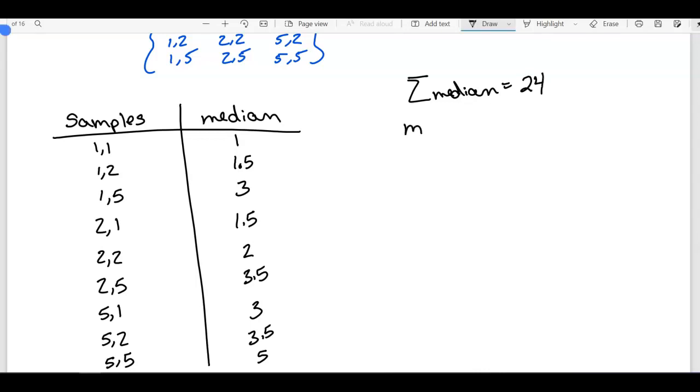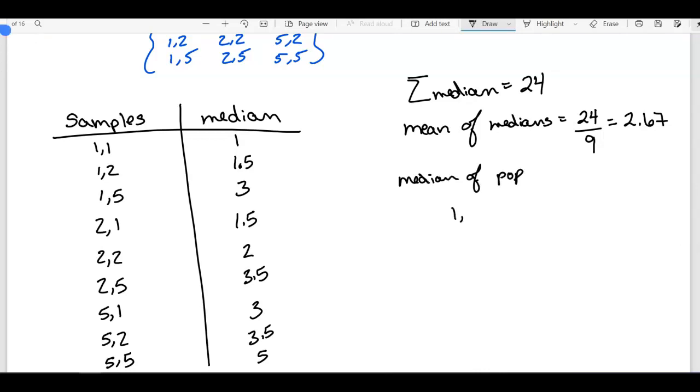And now we need to find the mean of all the medians. So remember, to find the mean, we're going to take that sum and divide it by how many numbers we added. In this case, we added 9. So we've got 24 divided by 9, which is going to give us 2.67. So now let's look at the median of the original population.